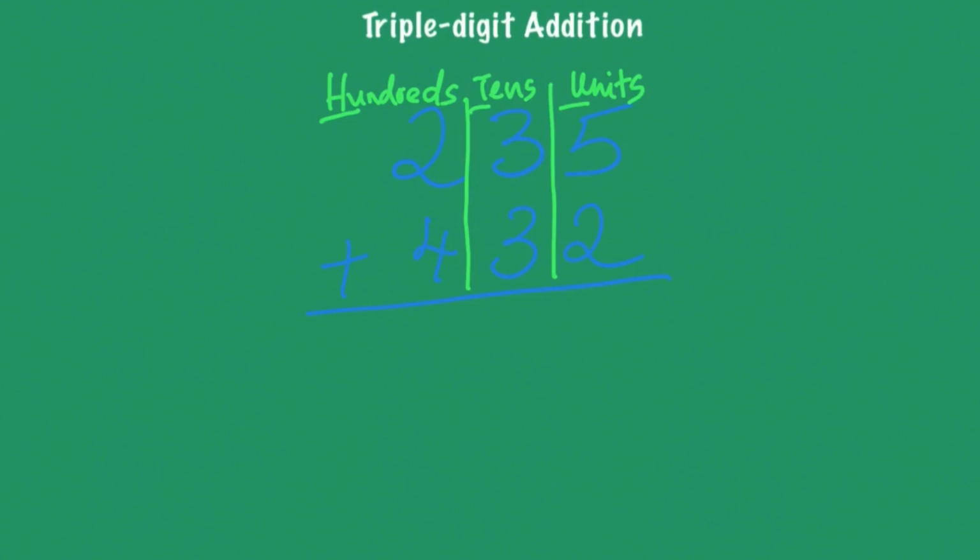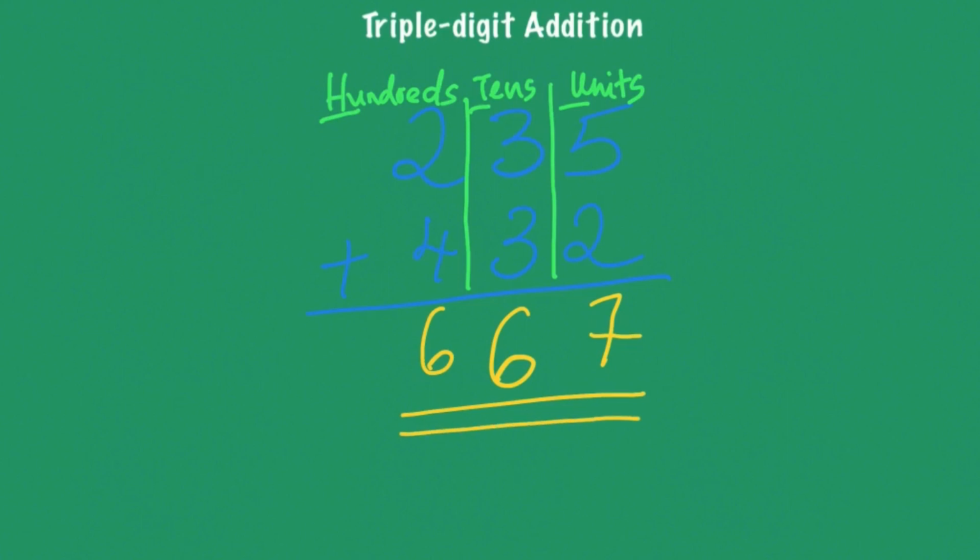Alright, so let's begin. We always begin with the unit side, as I always say. So let's start. Let's have 5 add 2, and what do you get? A 7. Then move on to the tens. 3 adding 3, we get a 6. Then we go back to the hundreds. 2 adding 4, we get a 6. So our final answer here is 667. So just in case you didn't get this, I'm going to do it a few more times so that you have this very clear.